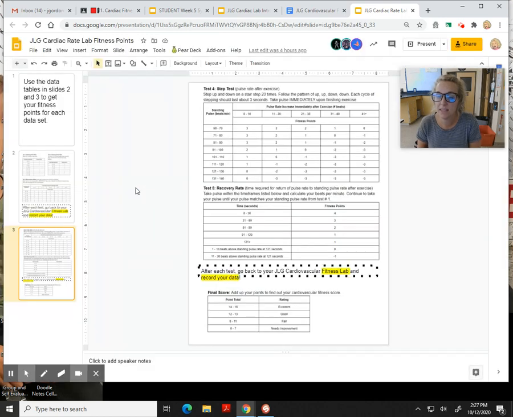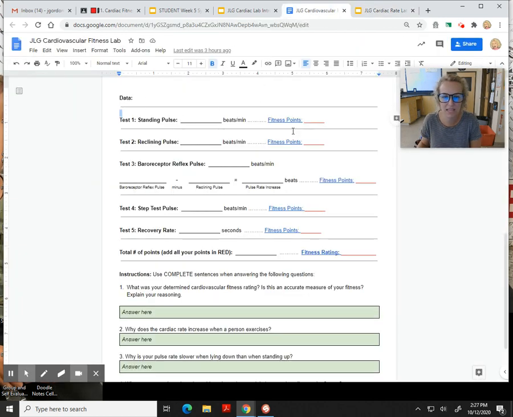Now, your goal is to get this data set done before next class. So once again, you are filling out these data points here before next class. If you have any questions about each of these tests, please don't hesitate to email me or comment on Google Classroom.